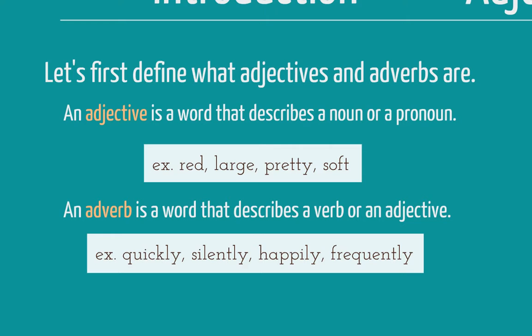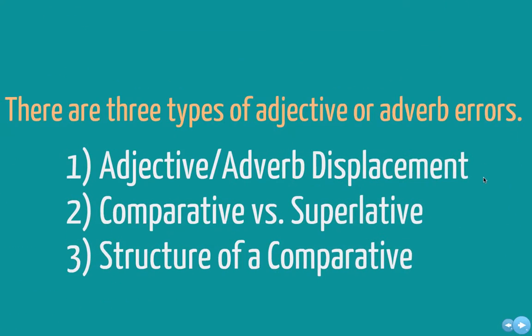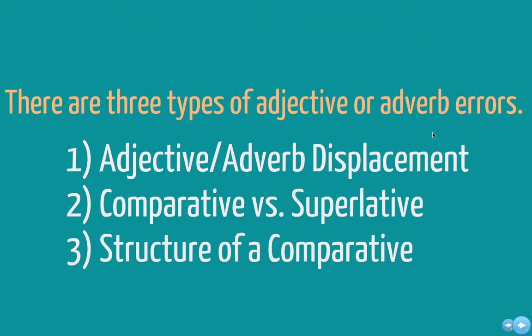So in order to identify whether a word is an adjective or an adverb, we can ask ourselves what it's describing. If the word's describing an object, then it's probably an adjective. If it's describing an action, then we can safely say that the word is an adverb. So there are three types of adjective or adverb errors that generally show up on the SAT writing section. The first one, the adjective adverb displacement error, is the one that's tested most frequently. So let's take a look at what it is.